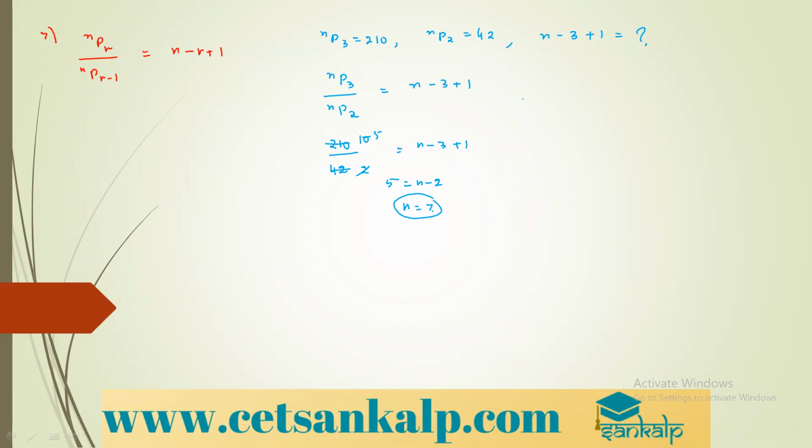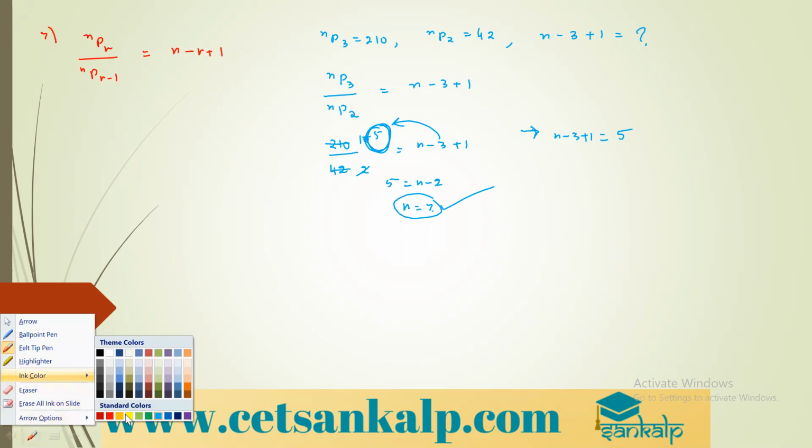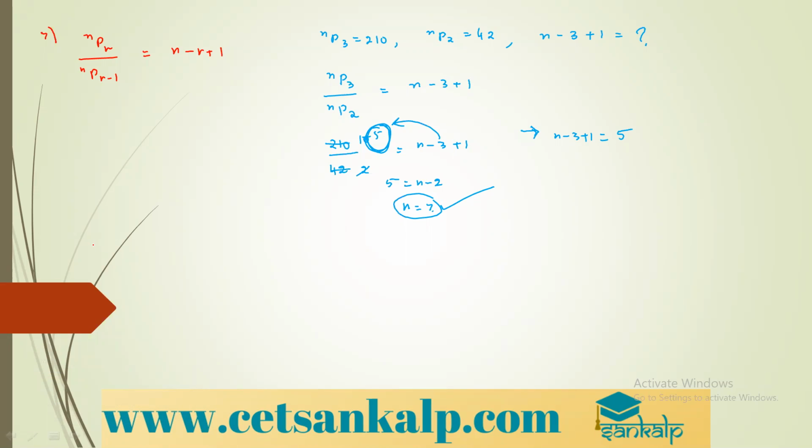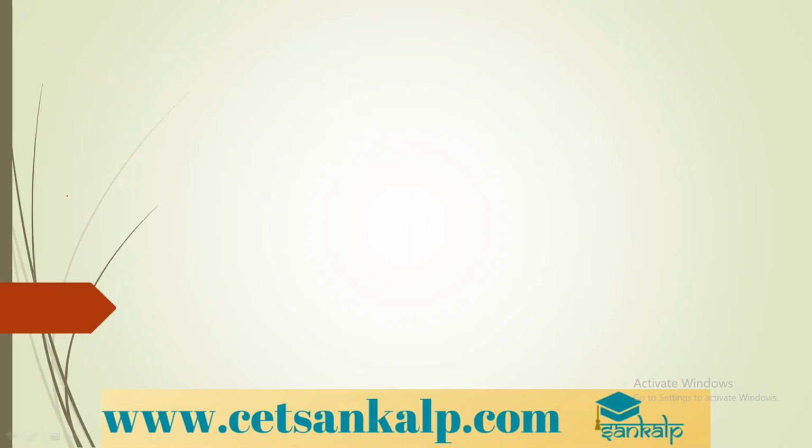Otherwise, if they ask you directly what is n minus 3 plus 1, you can directly write 5 as the answer. Whatever we got here, that 5 will be the answer. If they ask you n, you can write 7 also. In two ways, this formula is helpful. Okay, next we will go to the 8th formula. This 8th formula will take place on a new page.